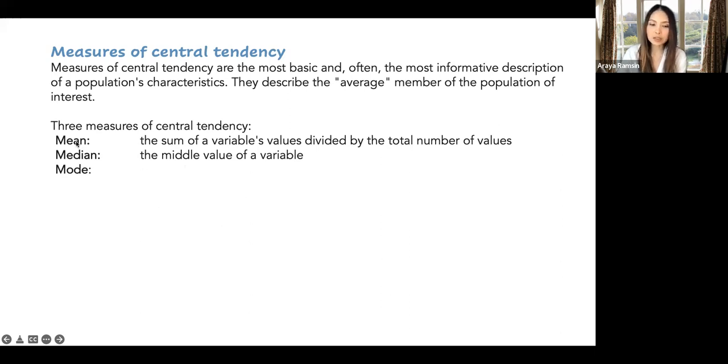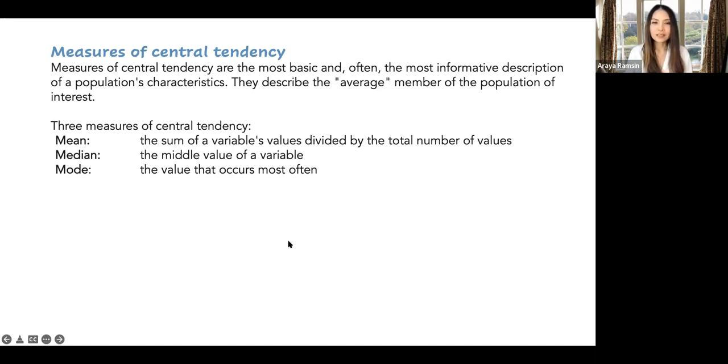Okay, so mean is actually the most commonly used measure of central tendency. But people use median too. And then the last one is mode. What do you think mode is? What does it mean by mode? Okay, mode is the value that occurs most often.